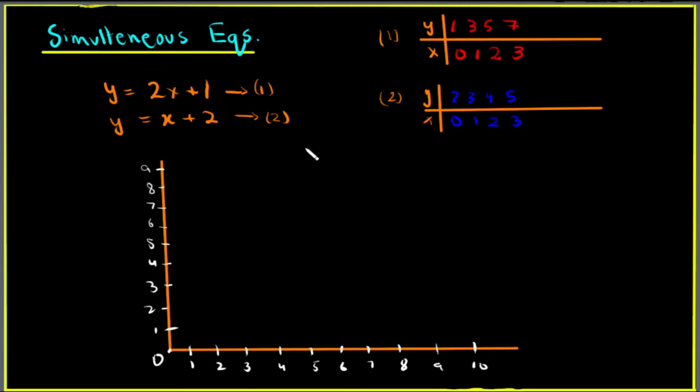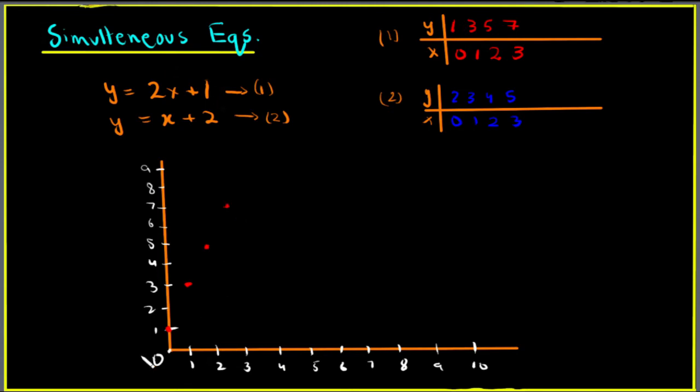Let's actually try to draw these equations on the graph paper. Let's construct equation number one first. When x is equal to 0, y is equal to 1, so we have a point here. When x is equal to 1, y is equal to 3, so we have a point here. When x is equal to 2, y is equal to 5, so we have a point here. When x is equal to 3, y is equal to 7, so we have a point here.